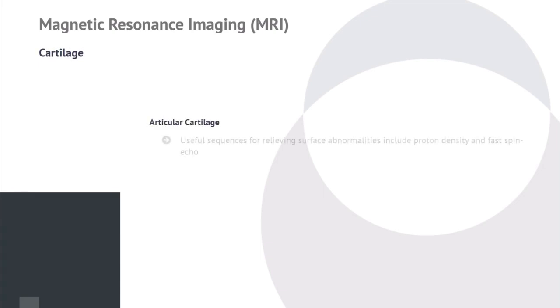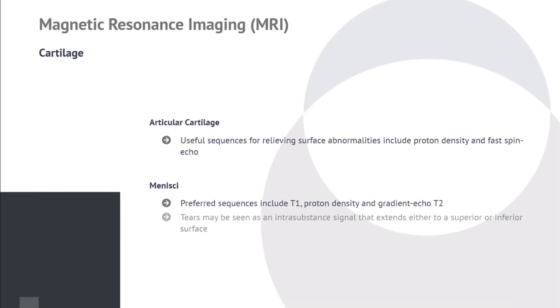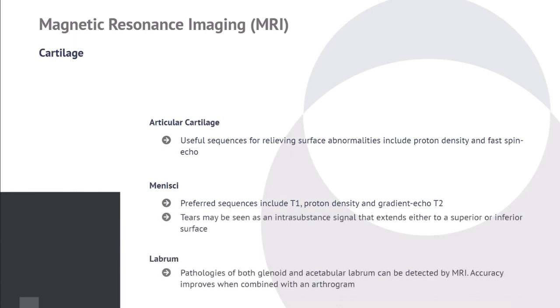Cartilage. Articular cartilage. Useful sequences for revealing surface abnormalities include proton density and fast spin echo. Menisci. Preferred sequences include T1, proton density and gradient echo T2. Tears may be seen as an intrasubstance signal that extends either to a superior or inferior surface. Labrum. Pathologies of both glenoid and acetabular labrum can be detected by MRI. Accuracy improves when combined with an arthrogram.